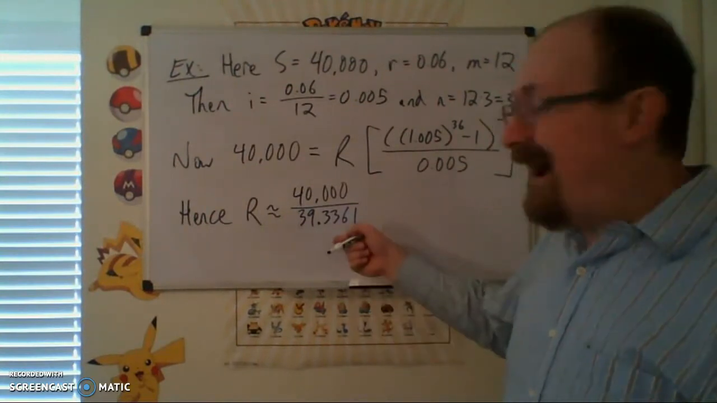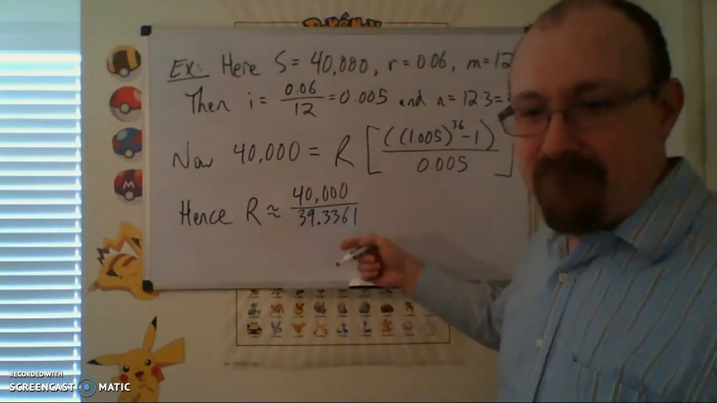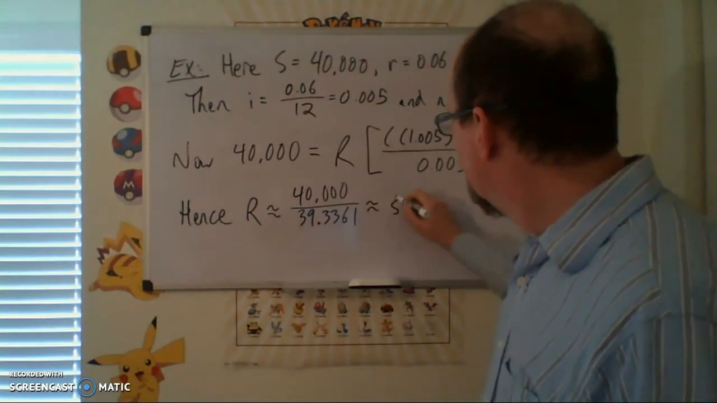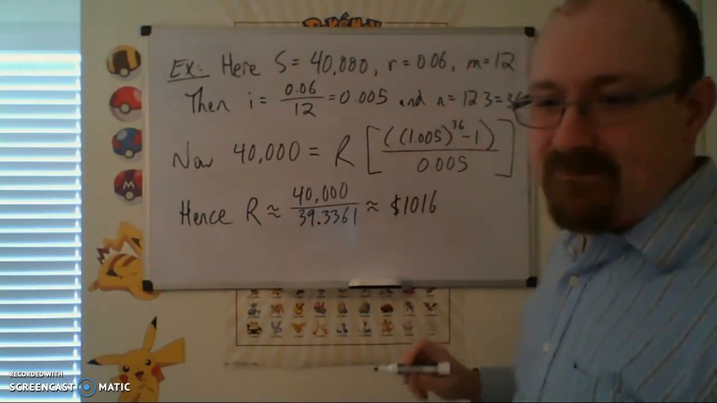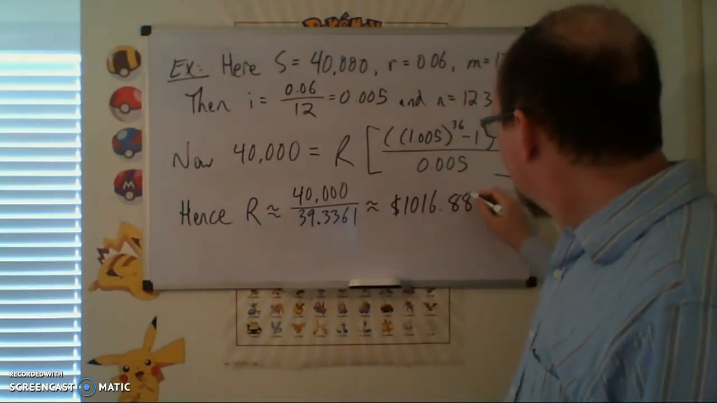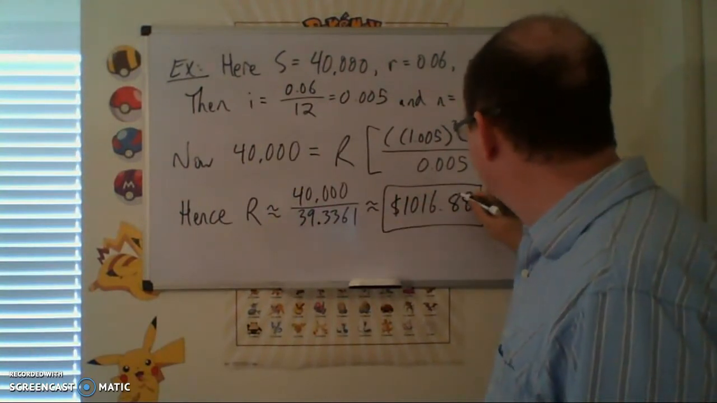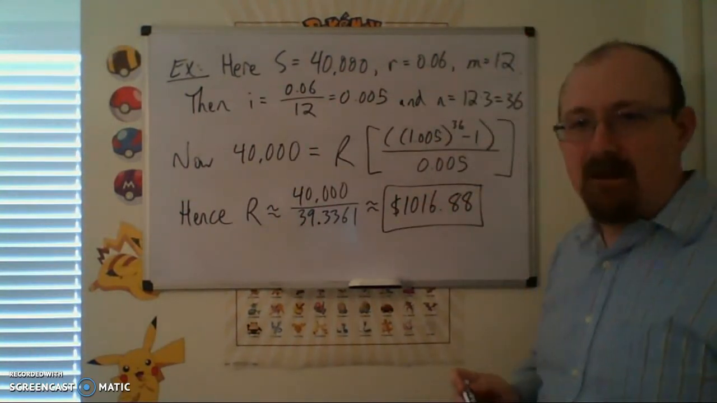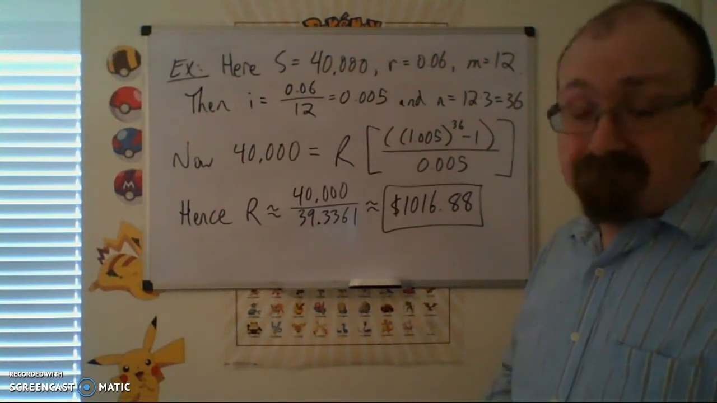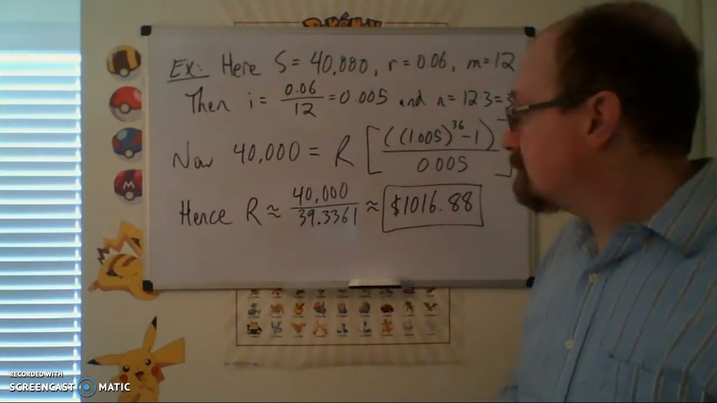40 grand divided by this 39 point stuff. When I worked that out, that was $1,016 and 88 cents. So they need to put away a little more than $1,000 a month. So that's that.